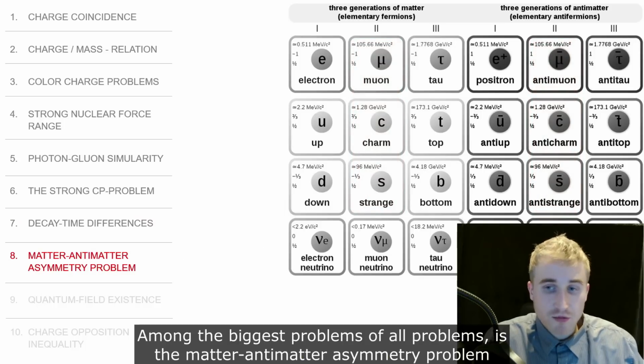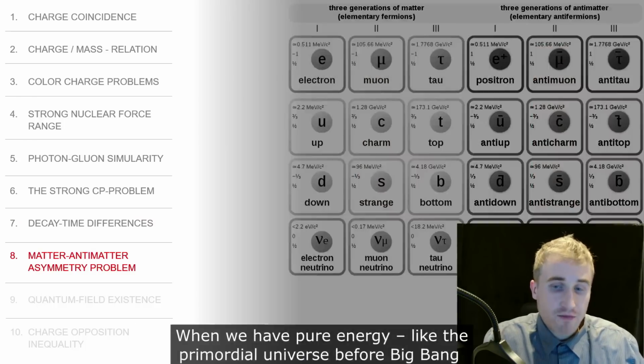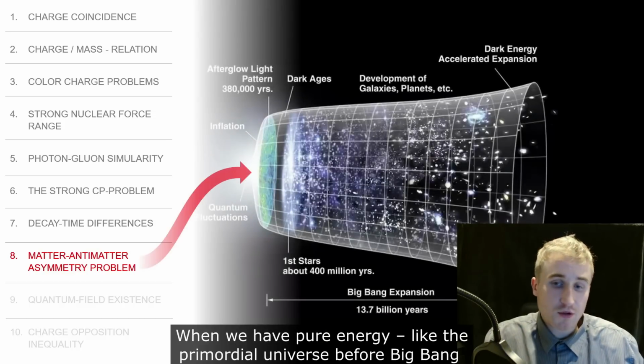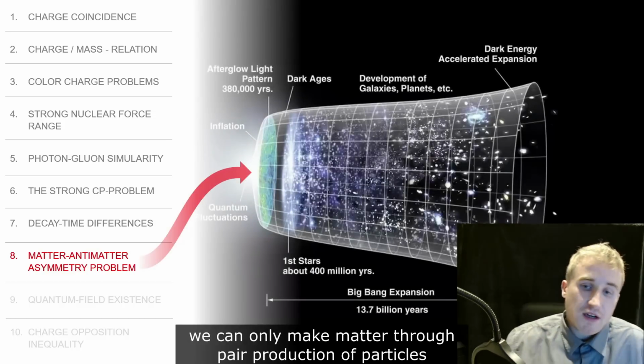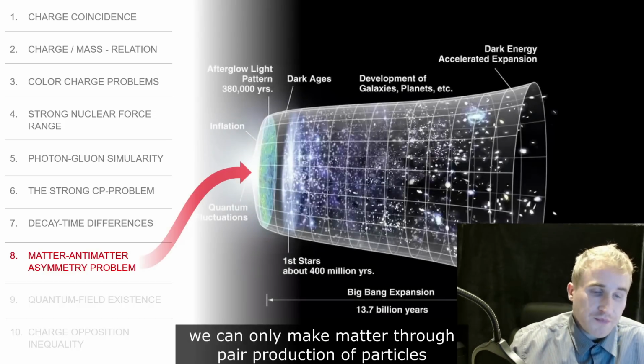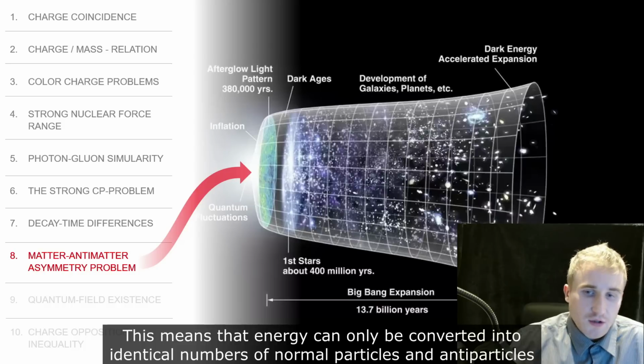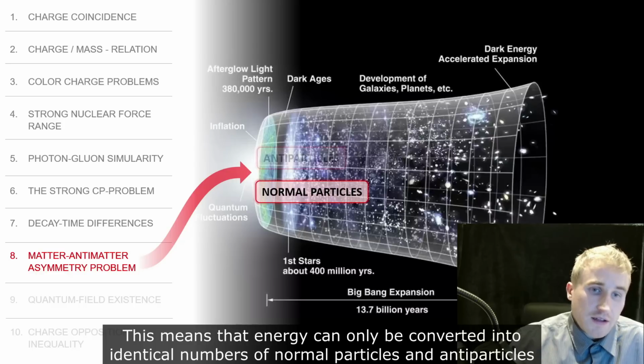Among the biggest problems of all is the matter-antimatter asymmetry problem. When we have pure energy, like the primordial universe before the Big Bang, we can only make matter through pair production of particles. This means that energy can only be converted into identical numbers of normal particles and antiparticles.